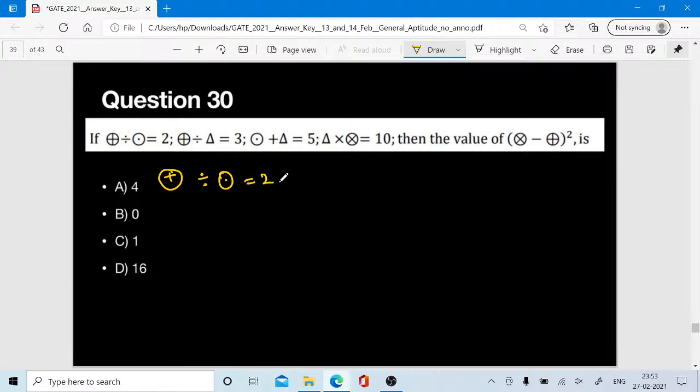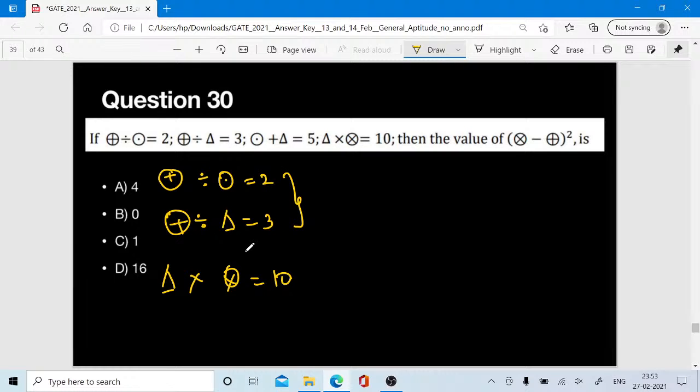Plus divided by minus is equal to 2. Okay, then plus divided by triangle is equal to 3, right? And this is triangle multiplied by cross is equal to 10. Triangle multiplied by cross is equal to 10. So you can see the common equations, linear equations.